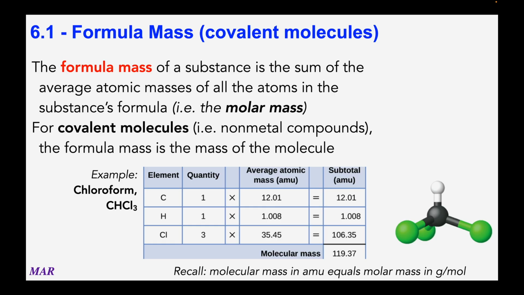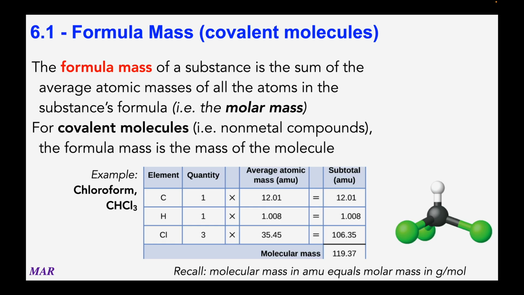Chloroform is CHCl3, and the molecular mass, which is the mass of an individual molecule, is the same number as the molar mass, which is the grams per mole when you have a mole of things, which is what chemists usually use. And to figure this out, you'd have 1 carbon, 1 hydrogen, and 3 chlorines. And those values there are listed to the hundredths on the periodic table, which are great for most of the time. When you add them all up together, it's 119.37 grams per mole.